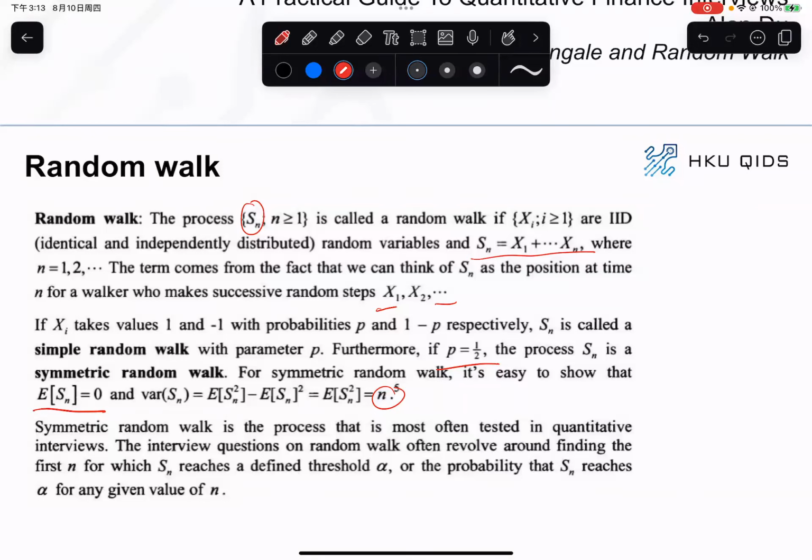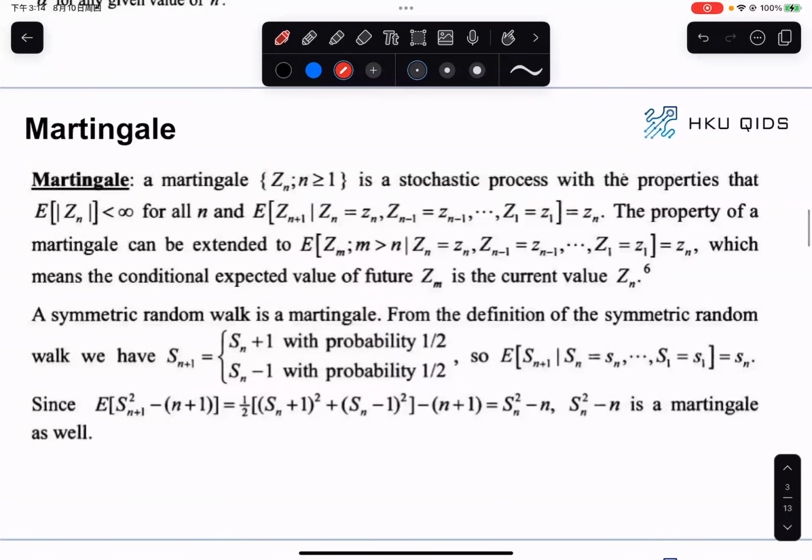The symmetric random walk is a process that is mostly tested in quantitative interviews. Questions often revolve around finding the first n for which S_n reaches a definite threshold alpha, or the probability that S_n reaches alpha for any given value of n. This is called a stopping rule, which we are going to talk about later. But first, let's talk about martingale.